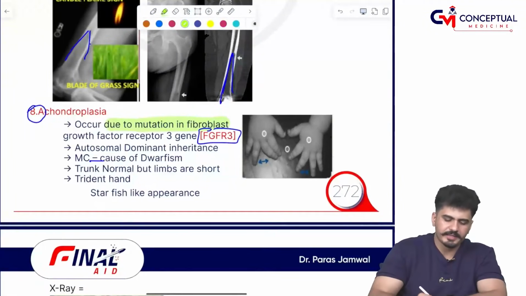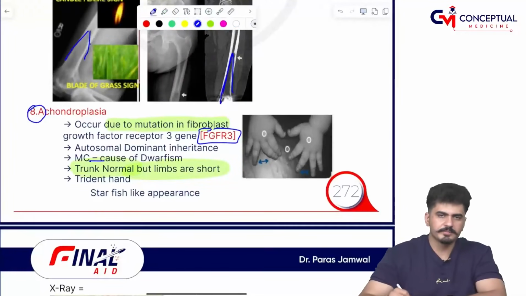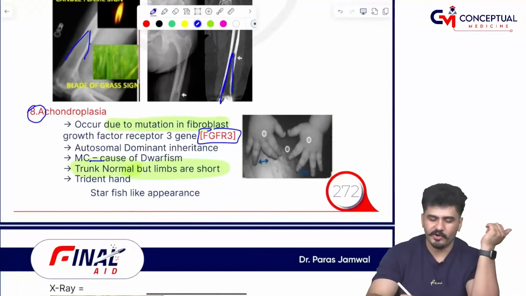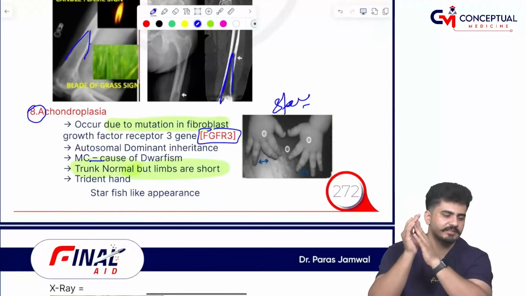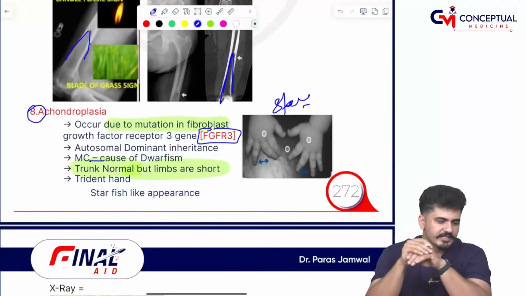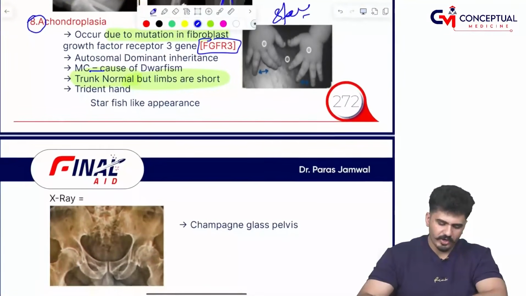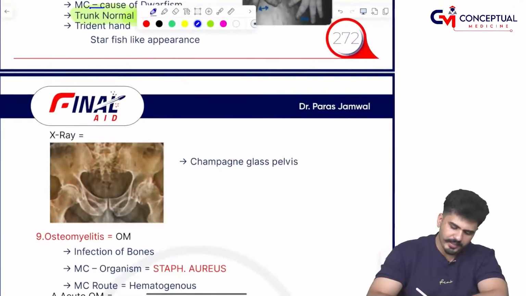Now what is happening right here? The trunk is normal but the limbs are short. Plus the hands are like this. This is called trident hand or starfish-like appearance. Achondroplasia. Okay. Now, sir, on X-ray you are going to see the champagne glass pelvis.